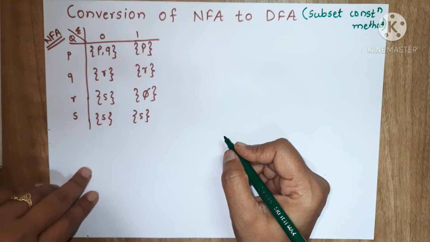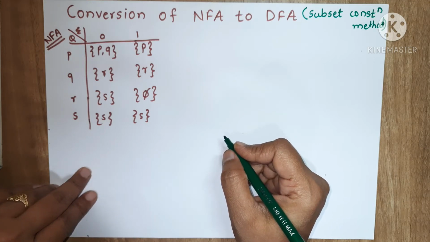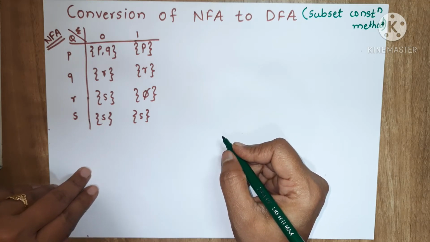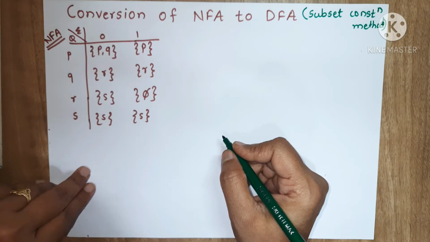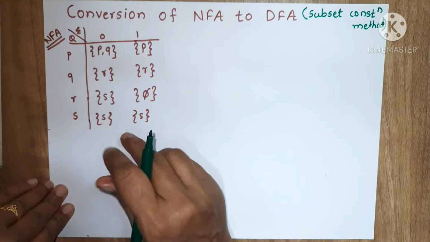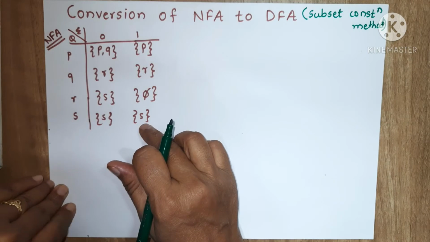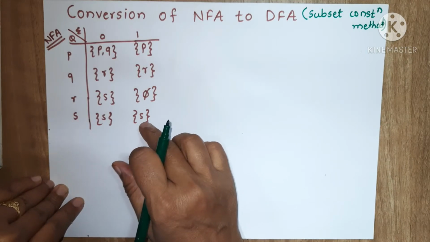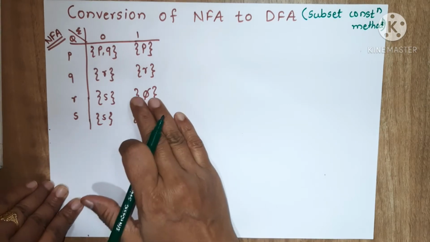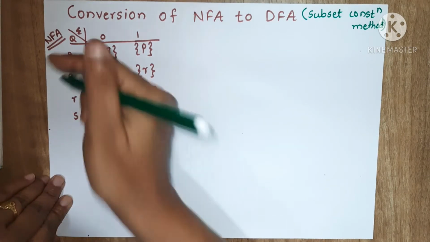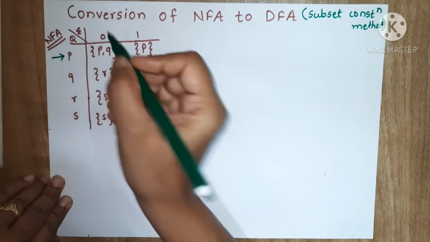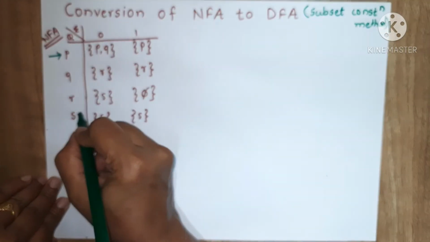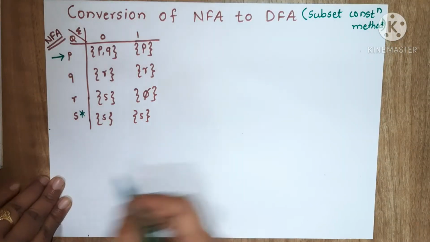We are going to see one more example of conversion of NFA to DFA by using the subset construction method. In this example, the NFA state transition table is already given, and now we have to convert this into a DFA. In this NFA, we have 4 states. Here P is the initial state and S is a final state.